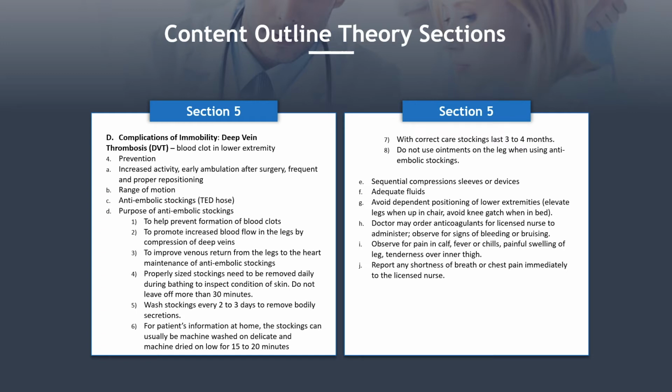Sequential compression sleeves or devices. Adequate fluids. Avoid dependent positioning of lower extremities. Elevate leg when up in chair. Avoid knee gatch when in bed. Doctor may order anticoagulants for licensed nurse to administer. Observe for signs of bleeding or bruising. Observe for pain in calf, fever or chills, painful swelling of leg, tenderness over inner thigh. Report any shortness of breath or chest pain immediately to the licensed nurse.